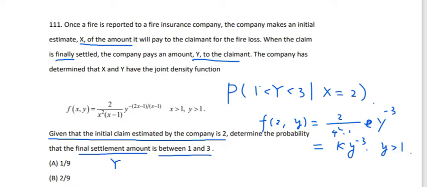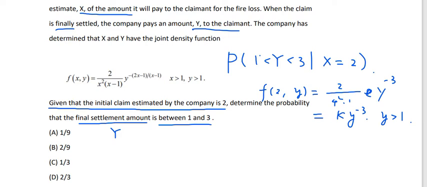So what is k? This is a density function, right? So the total integration is 1: the integral of k y to the negative 3 dy from 1 to infinity equals 1. So from here we can find k. The integral of y to the negative 3 is negative y to the negative 2 over 2, which gives 1 over 2. So k should equal 2.